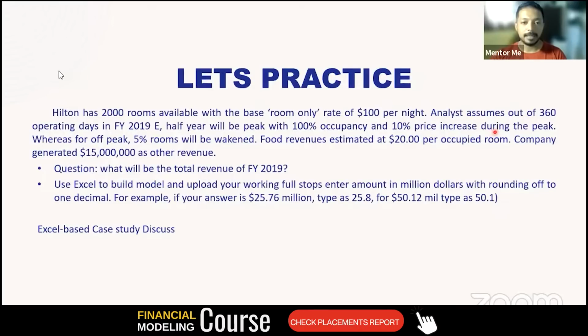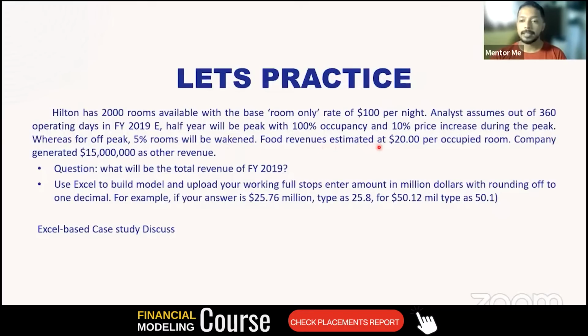So it is saying Hilton has 2,000 rooms available in the base room only. Rate of the room is $100 per night. Analyst assumes that 360 operating days are there in FY 2019 E, meaning expected. Half year will peak with 100% occupancy and 10% price increase during the peak. Okay. Whereas for off peak, 5% rooms will be vacant.